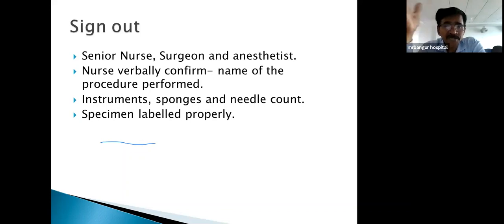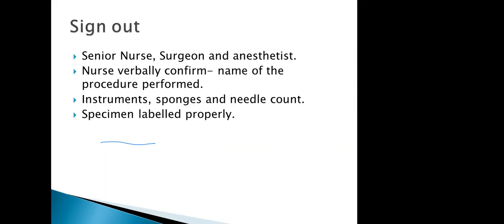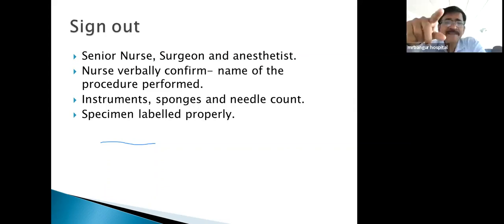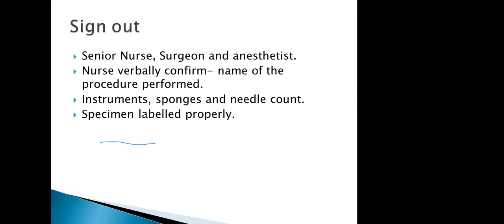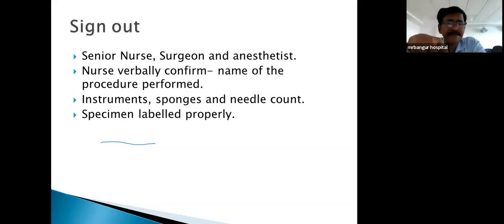Once the surgery is nearing its end, the surgeon should ask the sister to do the sign out. Sign out is done with the senior nurse, surgeon, and the anesthetist. Again, at this point, the nurse verbally confirms with the surgeon the name of the procedure performed, because sometimes a plan may be for a particular procedure, but while doing the surgery, the surgeon may deviate and some more procedures may be added. So at the end of the procedure, the surgeon has to say loudly what operation has been done in this patient.